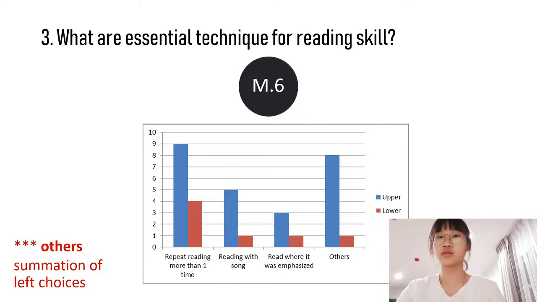In M6, they use the technique of repeat reading, followed by reading with song, and reading where it was emphasized the least. The lower grade students use repeat reading, followed by reading where it was emphasized, and reading with song. These two they use equally, and the others are the summation of the remaining choices.